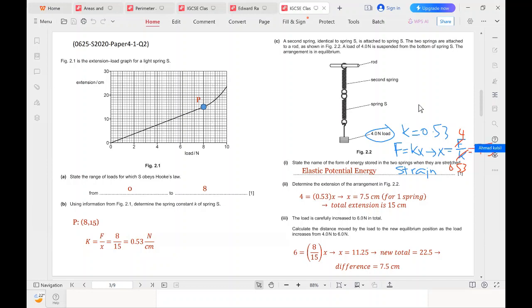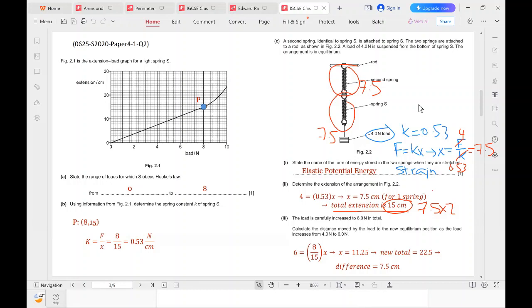But this 7.5 is the extension of the first spring only. This spring will extend by 7.5, and this spring will exert a similar force on the upper spring. So the upper spring will also extend by 7.5. Therefore, the total extension is 7.5 times 2. How did we get this 15? We did 7.5 times 2 because there are 2 springs, which is 15 centimeters.